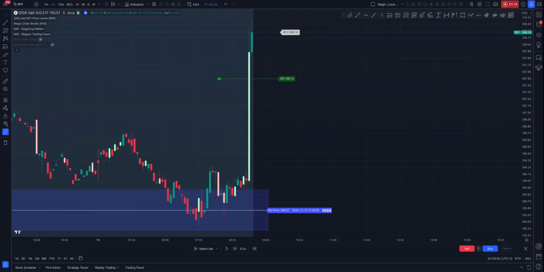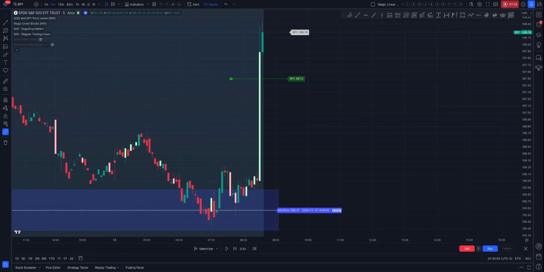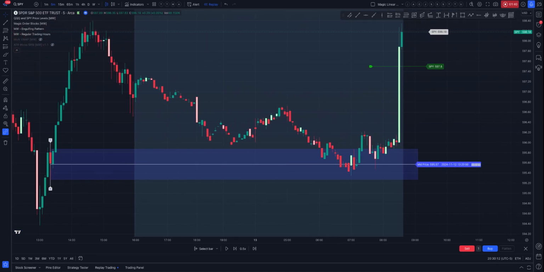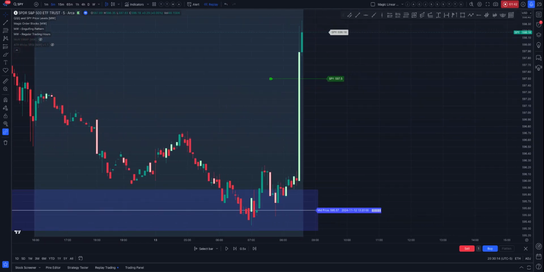captures the level of the bar that preceded a big move. So down on the bottom of my screen, you'll see an order block that was formed on 2024 November 12th at 1320. So that was right here. And so that will be a support, or we can expect that to be a support of some kind.